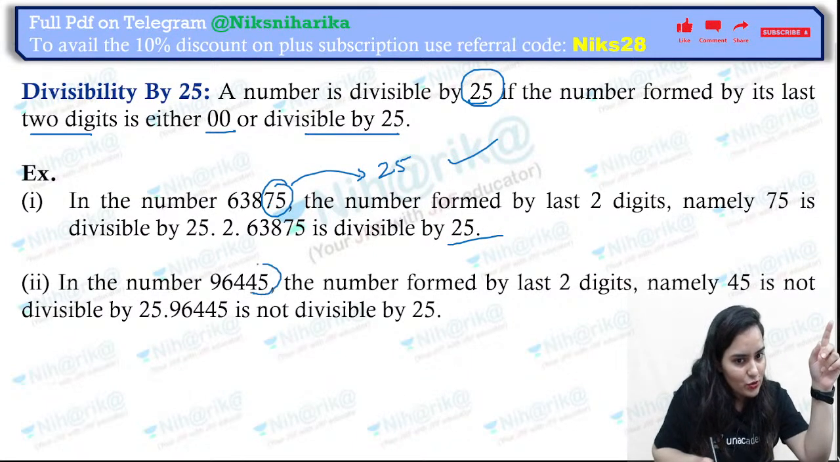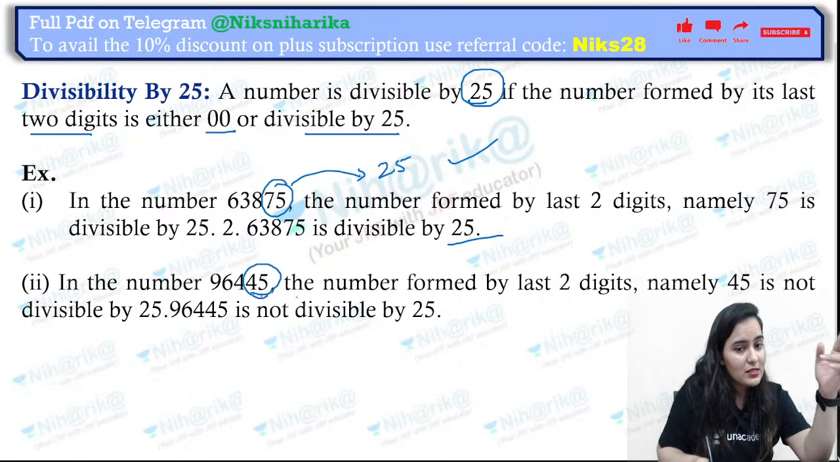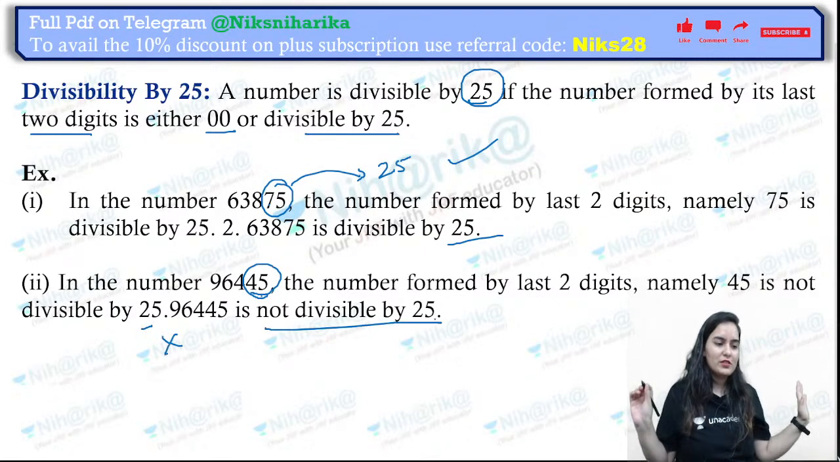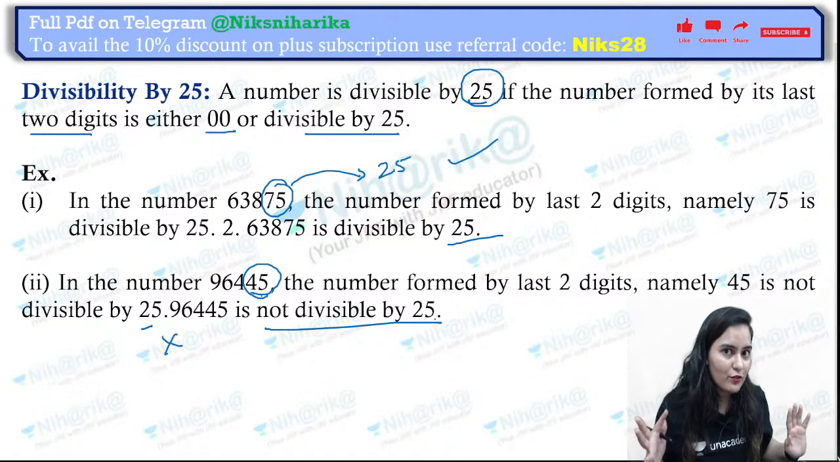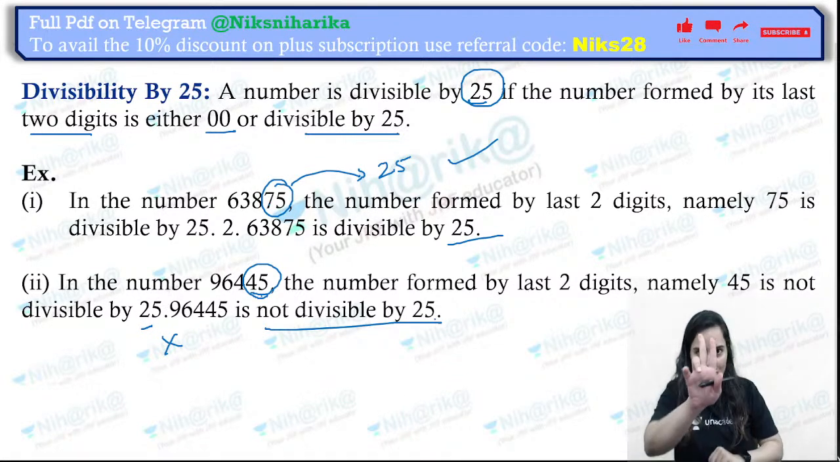If we take the last 2 digits as 25, is it divisible by 25? No, that means the whole number is not divisible by 25. No need to struggle for the whole number. Just check out the last 2 digits.